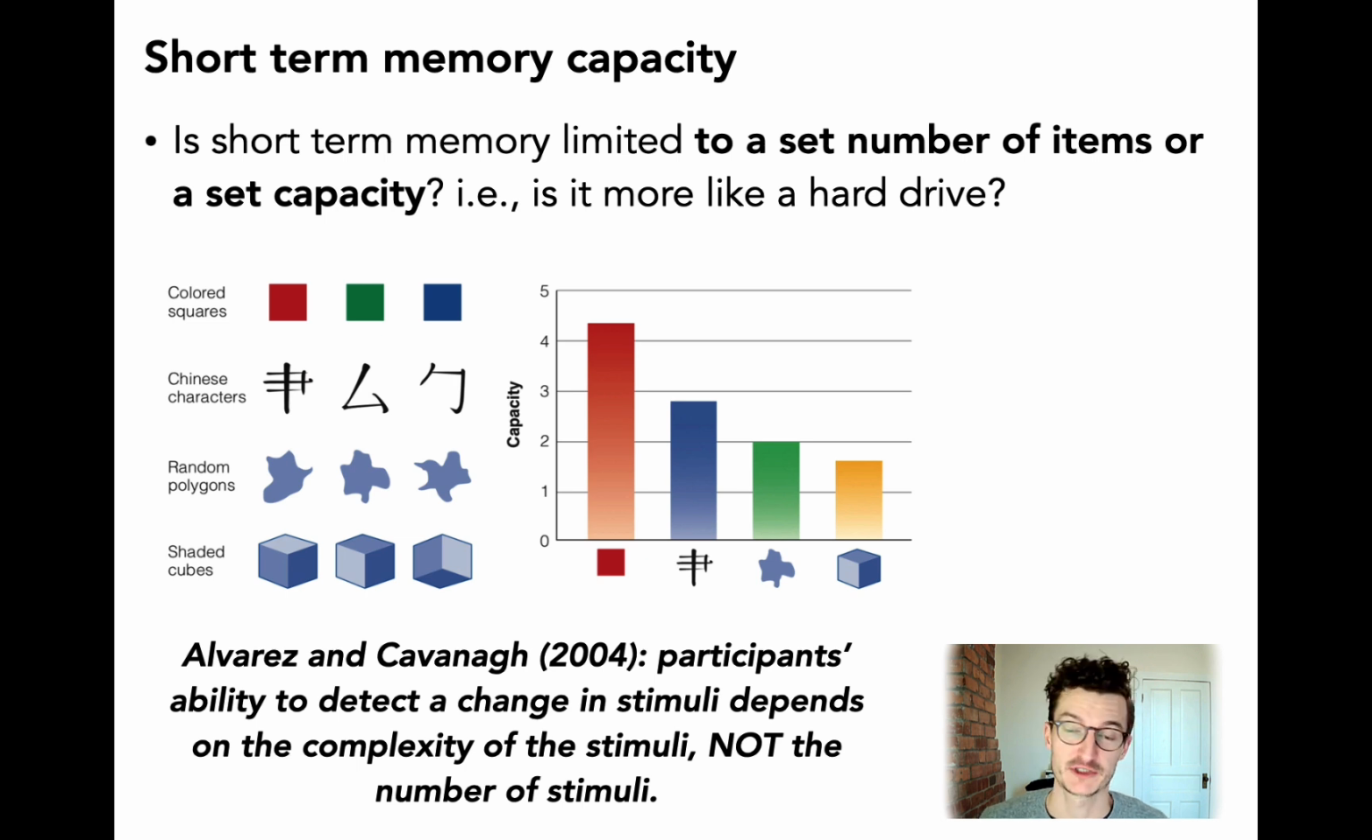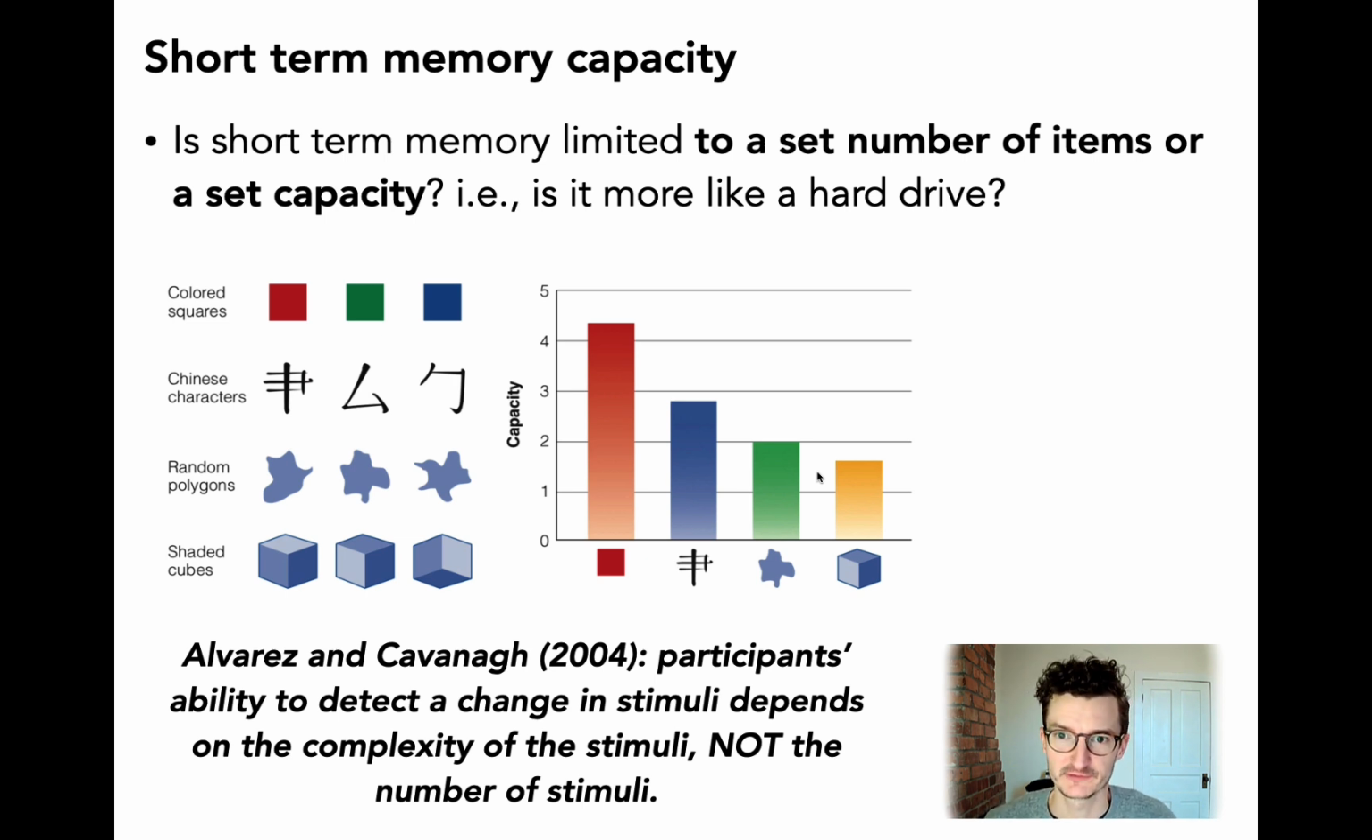And so more recent suggestions have been that short-term memory isn't limited to a set number of items, it's actually capacity limited. And so it depends on how complex the items are. And the more complex the things are that we're trying to store in short-term memory, the fewer things we can actually store in short-term memory, right? So as Luck and Vogel showed in their paper, if we're talking about colored squares, we can store about 4 squares in short-term memory. But as we make the objects more complicated, so as we move to Chinese characters, random polygons, and then shaded cubes, right, our capacity to store these items decreases. And so, if I asked you to remember the orientation of a bunch of cubes, you'd have a hard time doing that if there was actually more than 2 cubes.